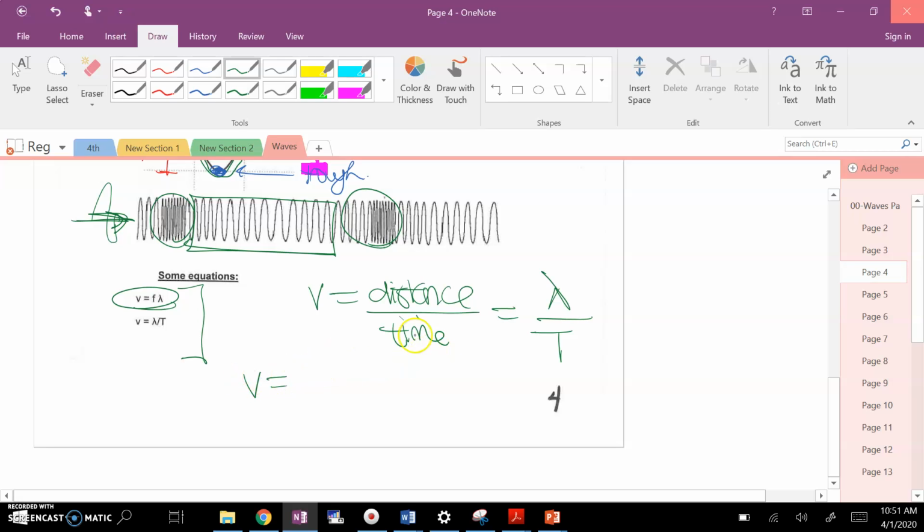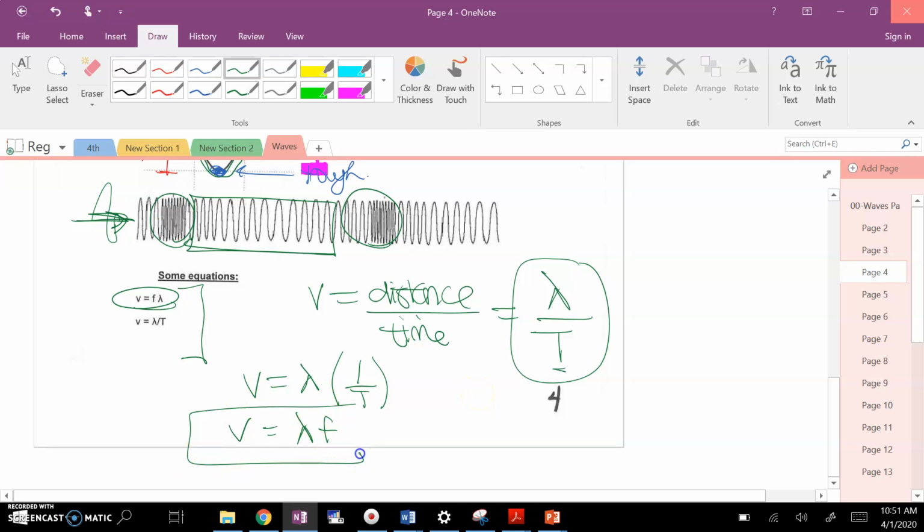So if I'm going to rewrite this, I have lambda times 1 over T. That's the same thing as this. Remember that 1 over T is also known as frequency. So here are your two equations. Remember, velocity is always in meters per second. Lambda is in meters. And period time is in seconds.